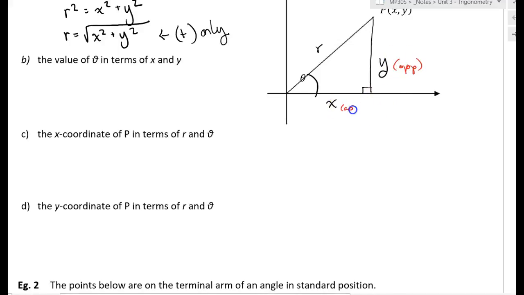X is my adjacent. So again, that means that we're talking about tan theta equals y over x. We could rearrange this, and if you recall from last year, we take the inverse tan to undo it. So this would be tan inverse of y divided by x. But make sure that ratio is all together and it's not tan inverse of y and then divided by x. Some of those brackets are really important.